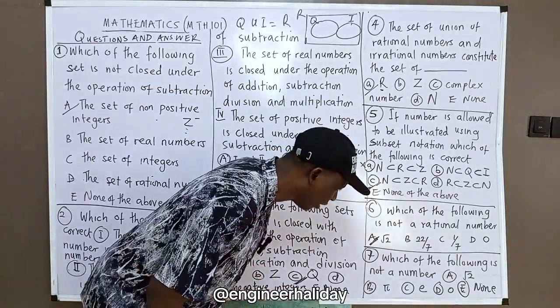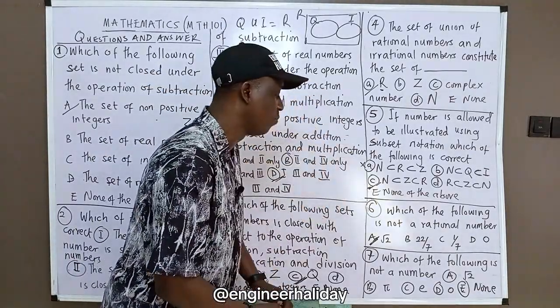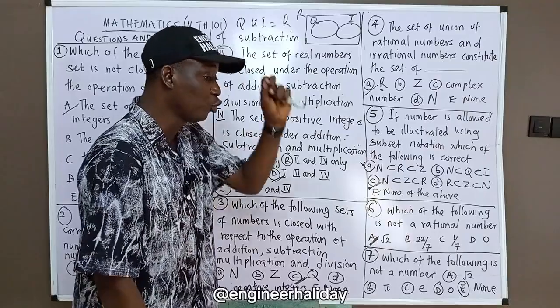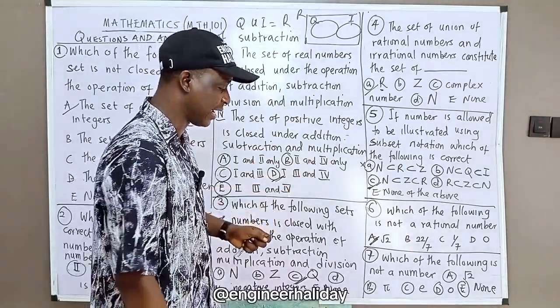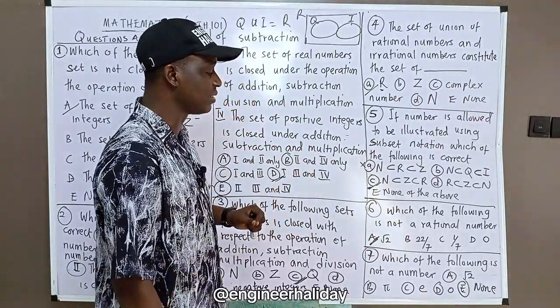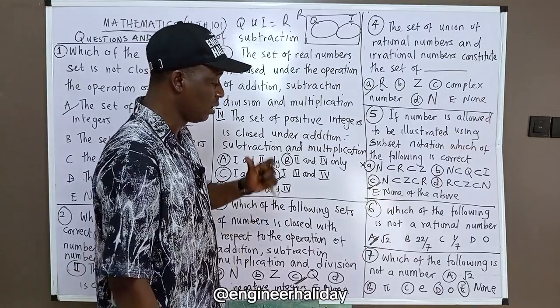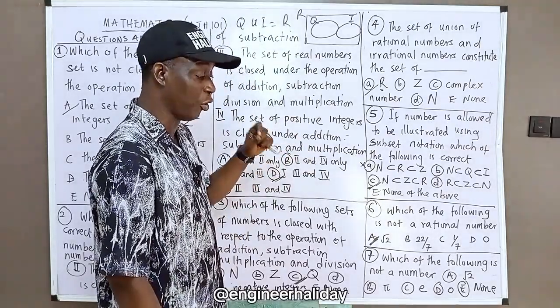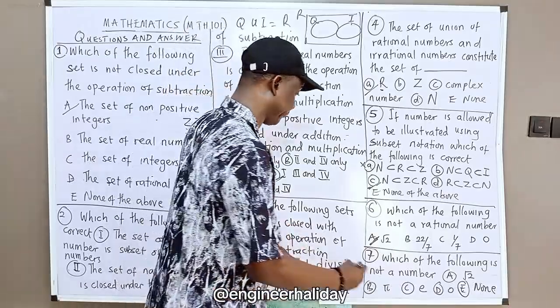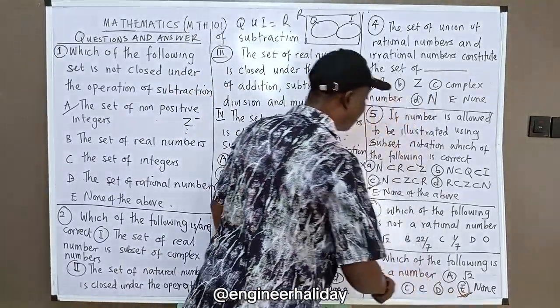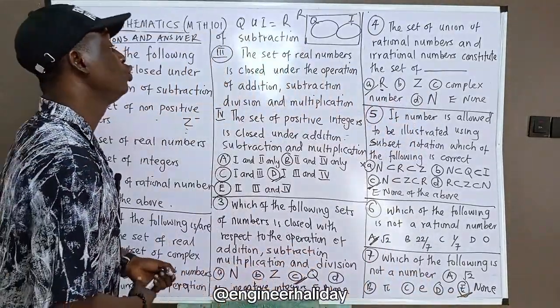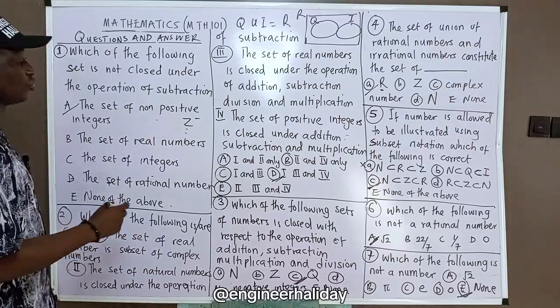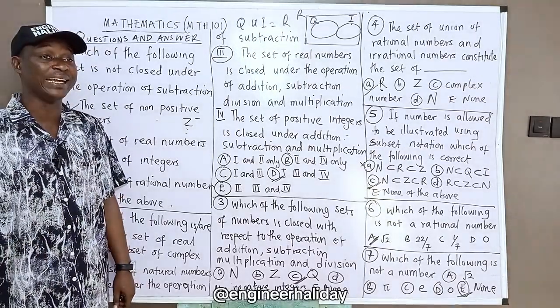Number 7. Which of the following is not a number? Root 2 is a number, which is an irrational number. Pi is a number which is called an irrational number. We have the exponential, and that is a number. 0 is a number. E is none of the above. If you type exponential in your calculator, you will notice that it will come out as a number. We are going to question 8.